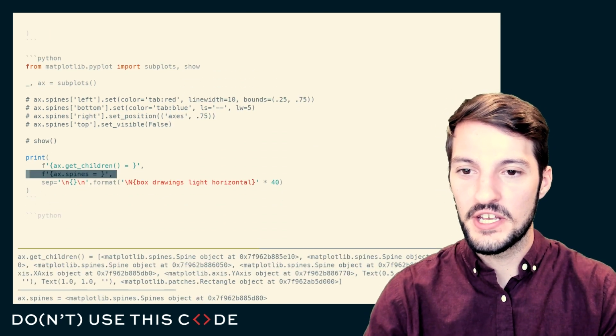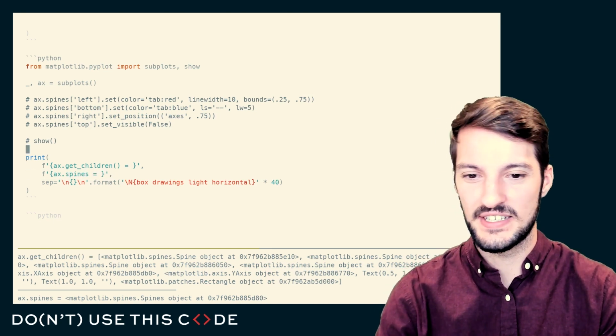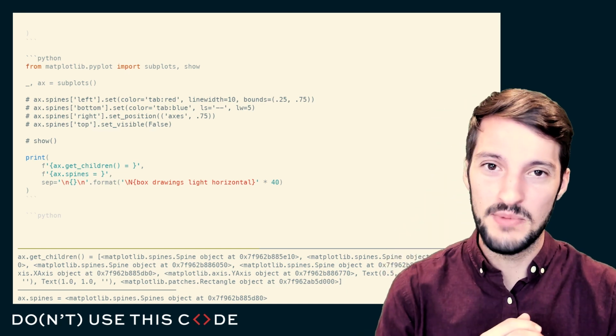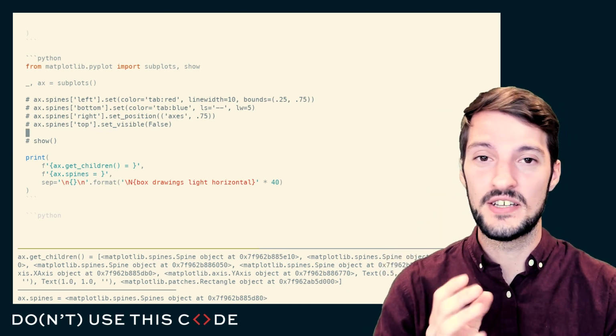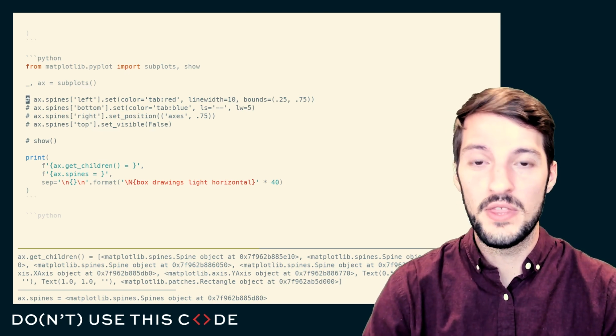You can see that they're stored here in the ax.spines attribute, but when I access ax.spines, I get a spines plural object. Oh my goodness. Matplotlib has containers on containers. The nesting does go quite deep. And in order to understand it, you have to just follow the nesting.